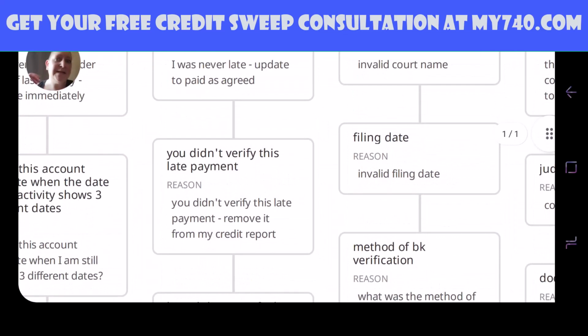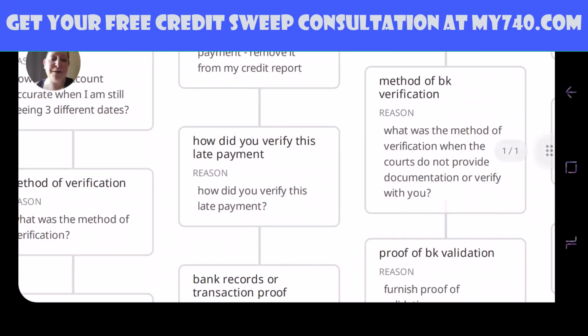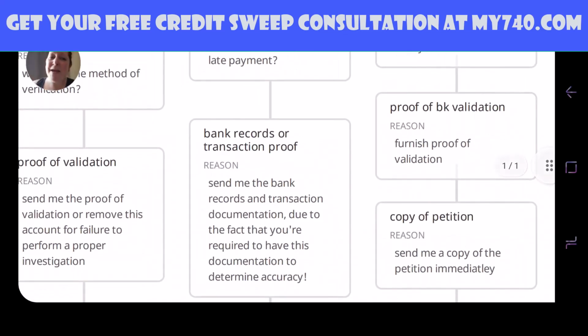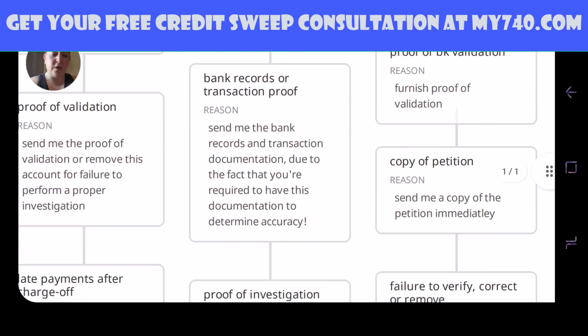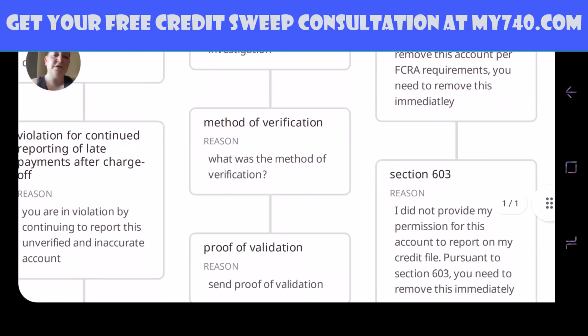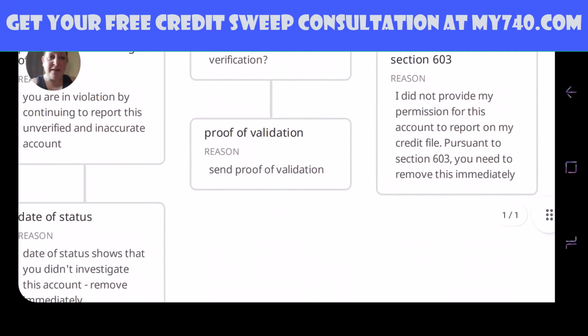I was never late. You didn't verify the late payment. How did you verify the late payment? If you did, then you would have bank records or transaction proof, and you don't. Unless you send me the bank records and transactions and whatever belonging to the actual furnisher that would prove when I paid or did not pay on time, then guess what? You need to remove this late payment from my credit report, okay? Proof of investigation, method of verification, proof of validation.